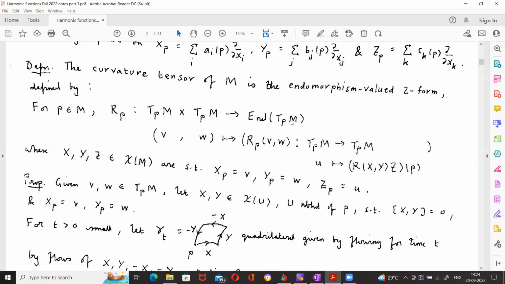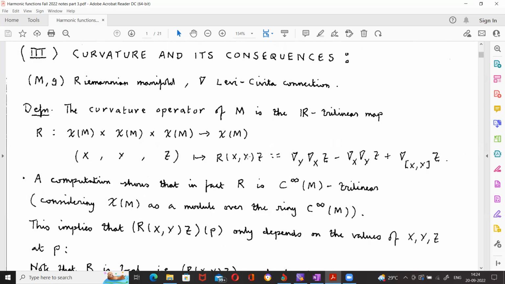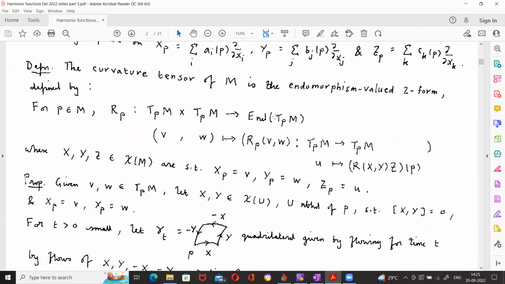Is this clear? And notice that this map is alternating. That means if I interchange VW, then R of WV is equal to minus R of VW. That follows from the definition here. If I interchange X and Y, this changes sign. So therefore, this is an alternating bilinear map from TPM cross TPM to endomorphisms of TPM. It's like a two form, except that instead of taking values in scalars, it takes values in endomorphisms. Is this clear?